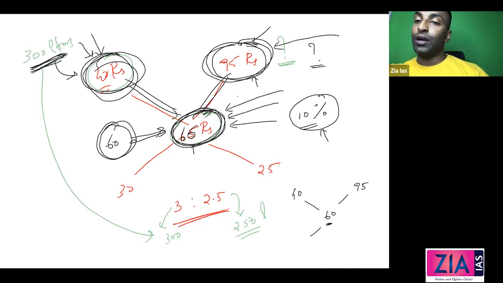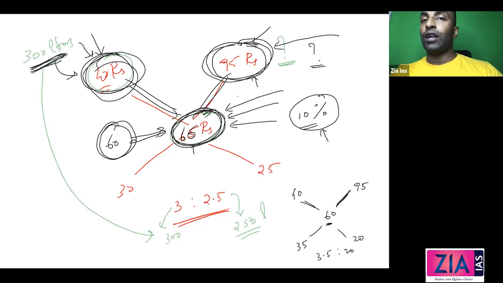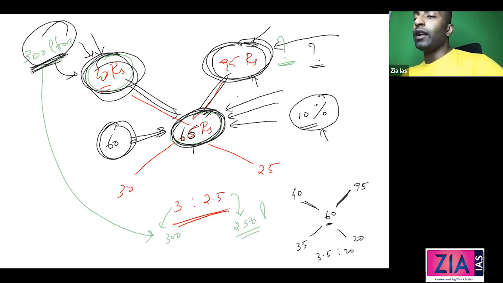So what is this ratio now? 35, right? This is 35 and this is 20. So your ratio is 3.5 is to 2. Instead of 3.5, whatever they are giving, let's suppose 300 liters is 3.5, then accordingly you need to find that answer. I hope this is also clear. This is a difficult question.